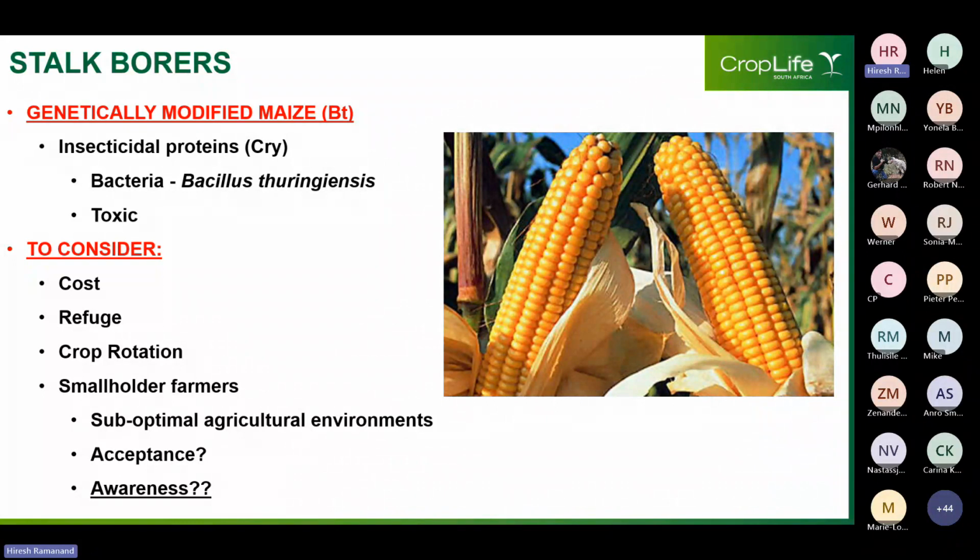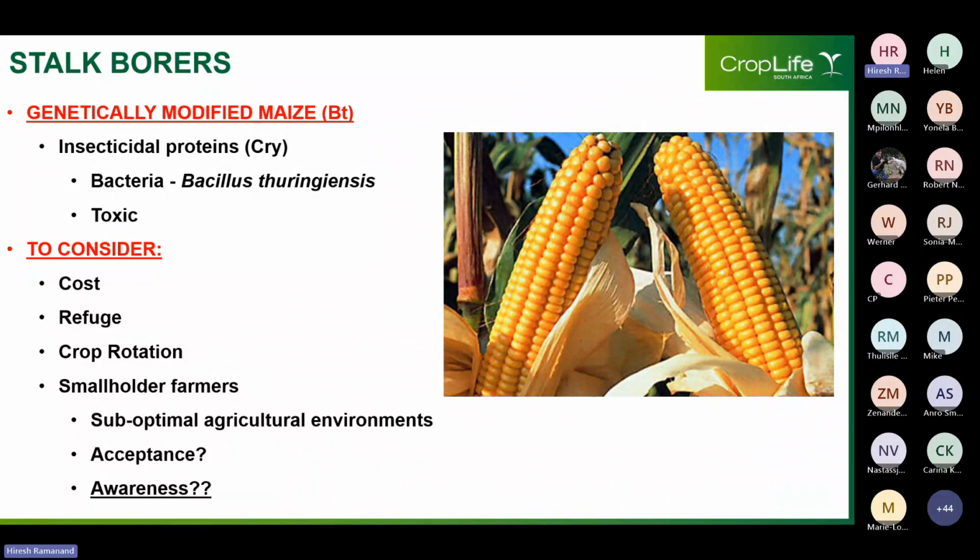The proteins taken from the bacteria Bacillus thuringiensis are toxic to stalk borers. With that said, it is worthwhile keeping the following in mind. Bt maize seed costs about double the price of standard non-genetically modified seed. However, the effect it has on lepidopteran pests can be of great economic benefit to farmers as well. It is crucial that the area planted with Bt maize includes the planting of a mandated refuge to prevent the buildup of insect resistance to the toxin.